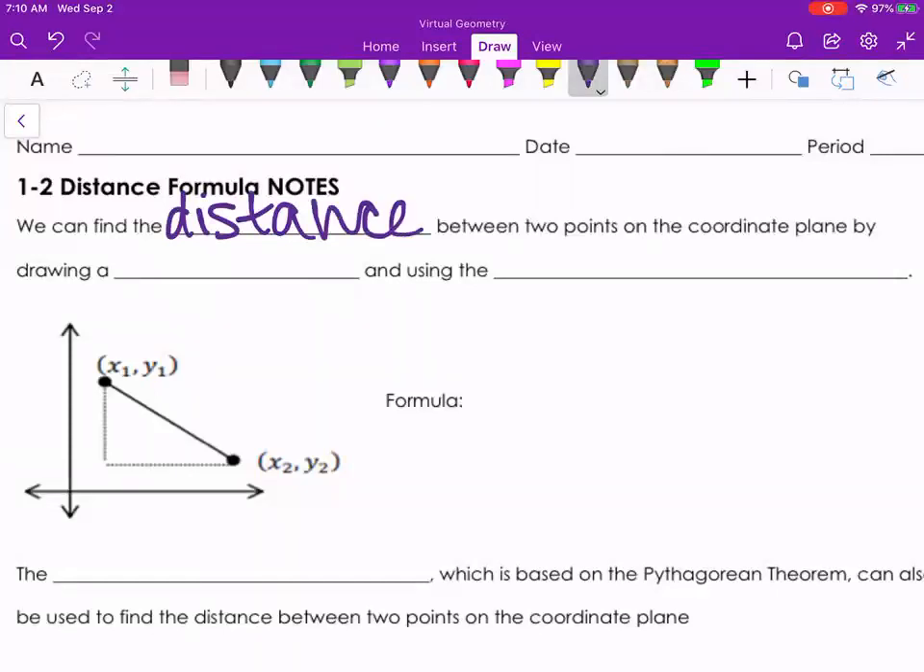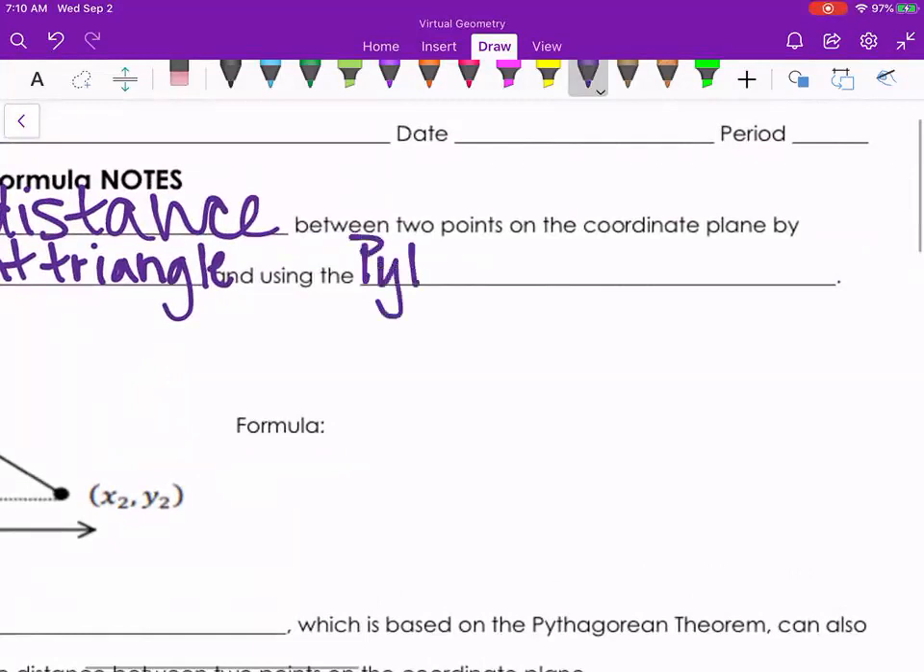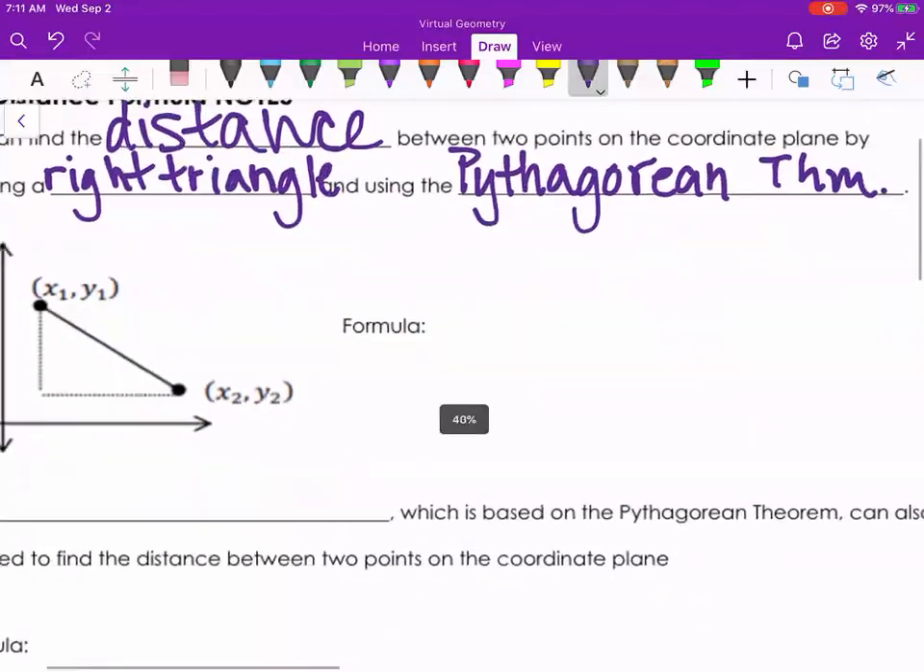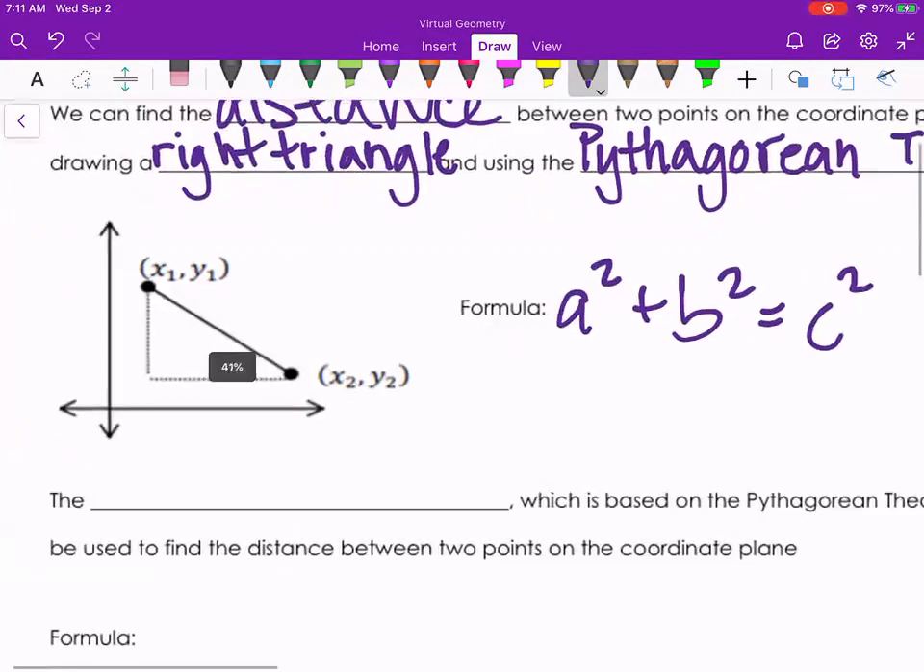So we can find the distance between 2 points on the coordinate plane by drawing a right triangle and using what's called the Pythagorean theorem. Now, guys, you've heard of the Pythagorean theorem before. That is the formula that we all know and love so much that says a squared plus b squared is equal to c squared. And in this case, the c is our distance, or our segment that we're trying to find the length of.